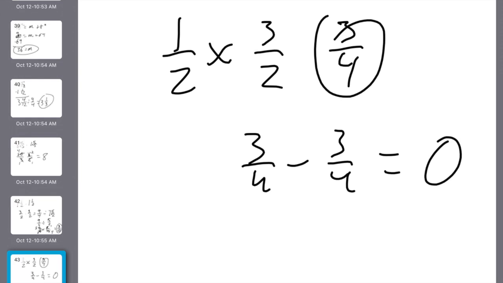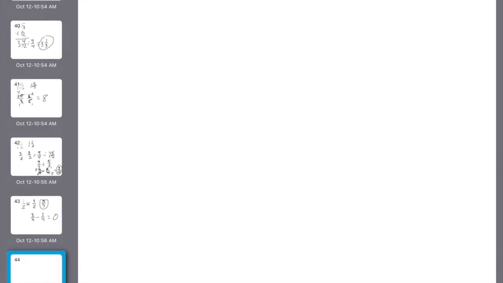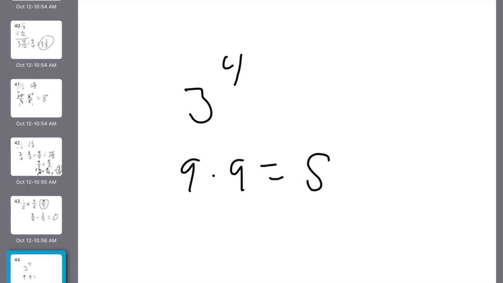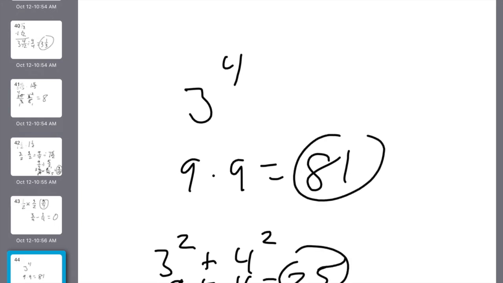27. Evaluate the following expression. X is 3, Y is 4. So I have 3 to the 4th power. 3 times 3 is 9. Times 9 again would be 81. So 3 to the 4th is 81. Now I got 3 squared plus 4 squared. 3 squared is 9. 4 squared is 16. 9 plus 16 is 25.